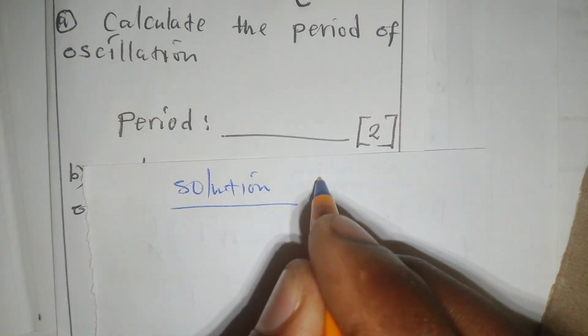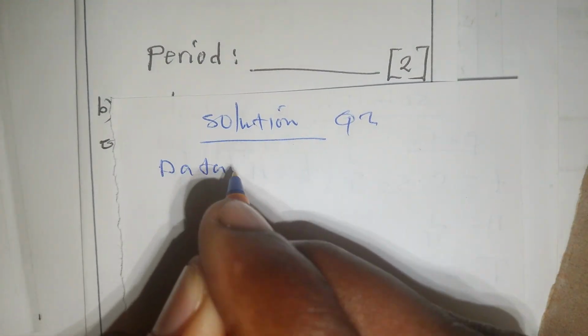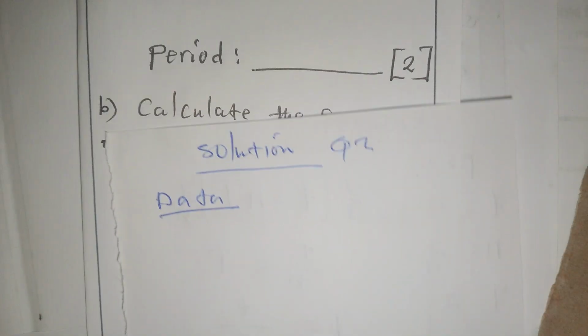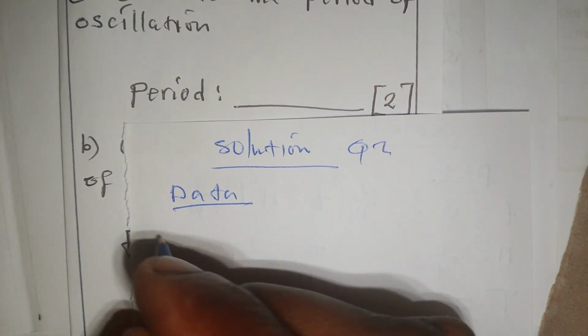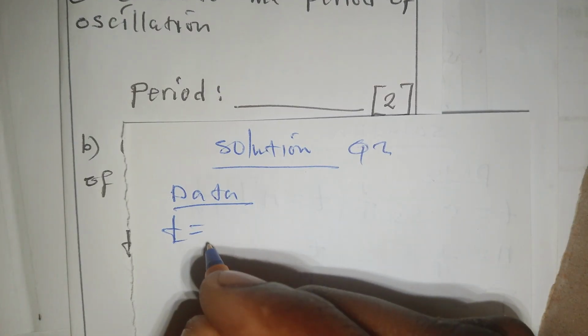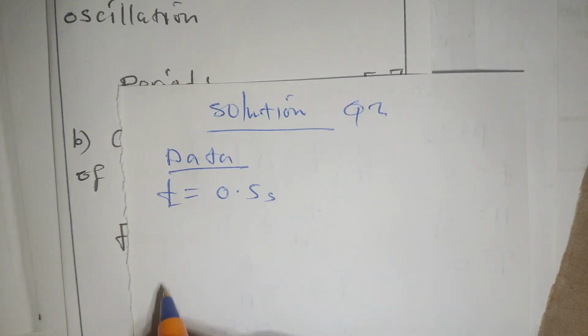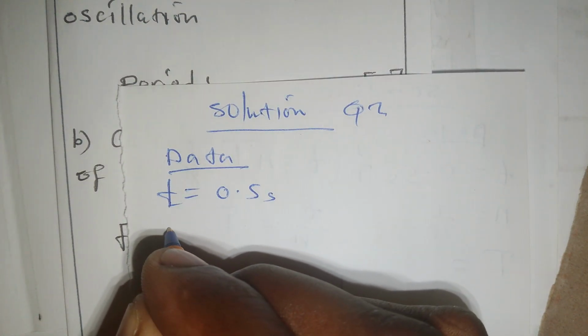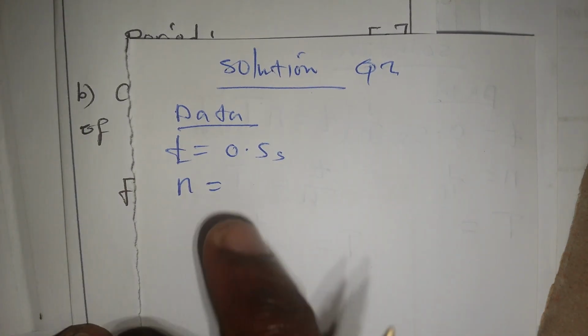This is our question. Q2. So the data. Make sure you collect the data before you forget. You know that you have been given time. Time is equal to 0.5 seconds. Then you come to number of oscillation, which is represented by the letter N.